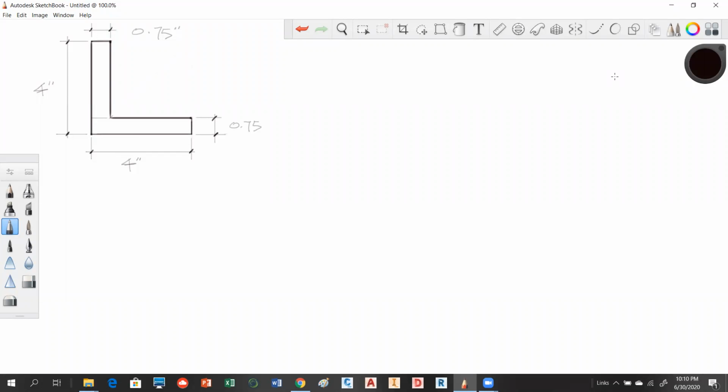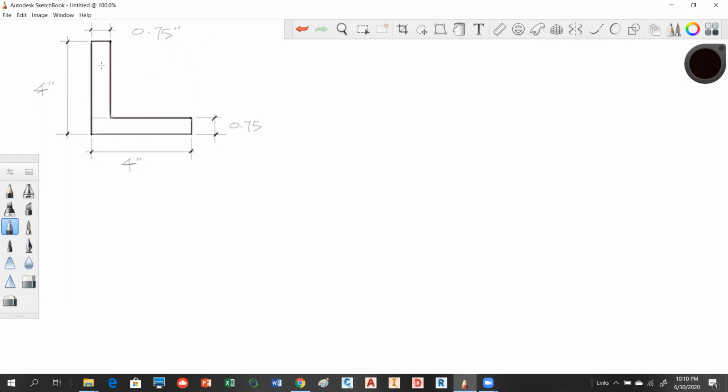So this is problem 7 out of chapter 7, and what we have is a little angle that's 4 inches by 3/4 and 4 inches by 3/4. I'm going to break it down into two pieces. This would be piece 1, this will be piece 2, and we're going to go ahead and do the centroid on this first before we get into moment of inertia, just to kind of run through that with you.